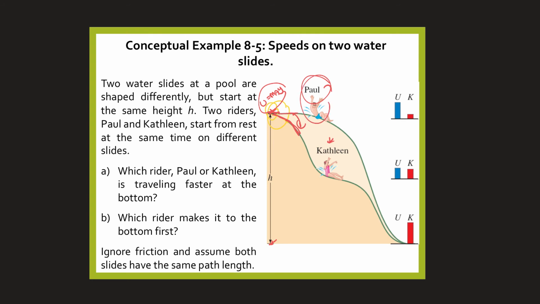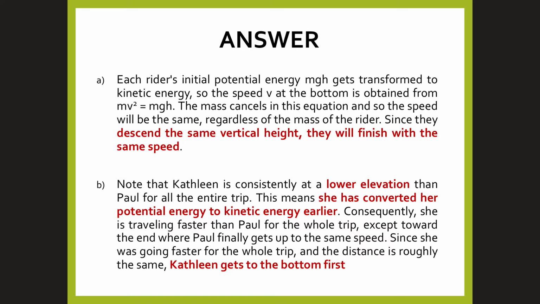Paul is going to have potential, and then it is going to change into kinetic, but it's going to be later than Kathleen. Okay, so I already explained everything here, so it means that you can actually find the answer, or the fully conceptual answer, for this one in this part.